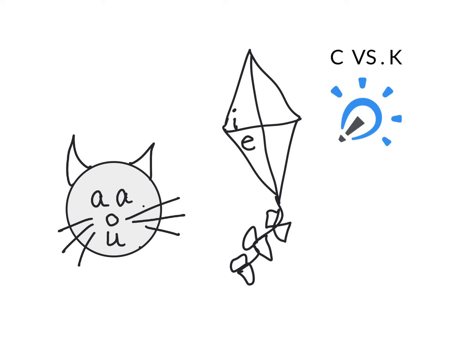So, to help you remember when to use a letter C, I have drawn this cat face, and his eyes are A's, his nose is a letter O, and his mouth is a U. So we always use the letter C if the vowel sound is A, O, or U. We would then use a letter K if the vowel sound is an I or an E.